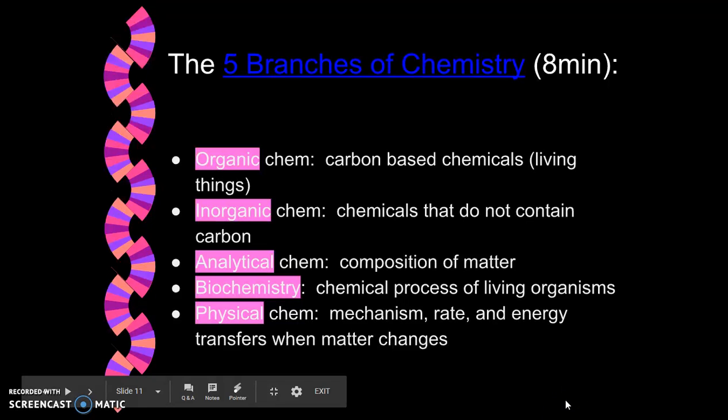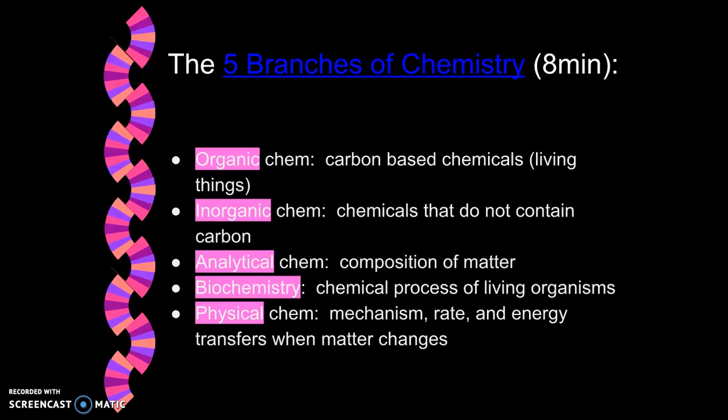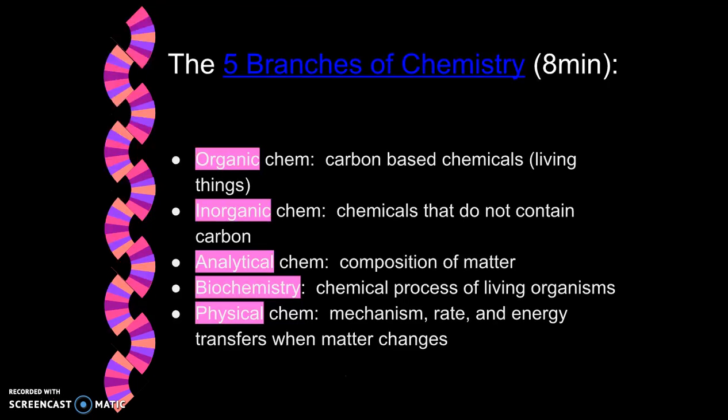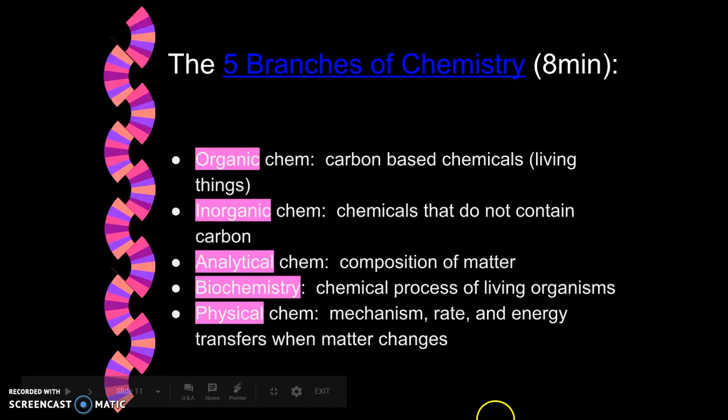Organic chemistry covers carbon-based chemicals, so a lot of times you'll see that in biology or biochem. Inorganic chemistry is basically chemicals that do not contain carbon, so that's what we will deal with in here, primarily inorganic. Analytical chem is where you study the basic composition of matter. Analytical chem people are going to be the ones that are breaking every single thing down into what it's made out of, to the most minute detail, analyzing basic chemicals.